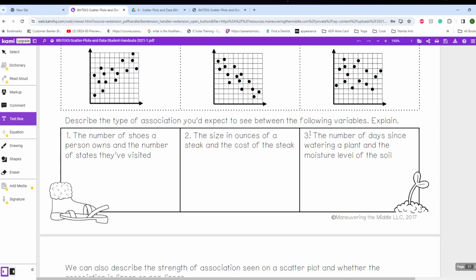Next one says the number of days since watering a plant and the moisture level of the soil. So you water a plant, the soil gets wet, right? You stop watering a plant, the sun dries out the soil, and the moisture level of the soil goes down. So this would be a negative association.